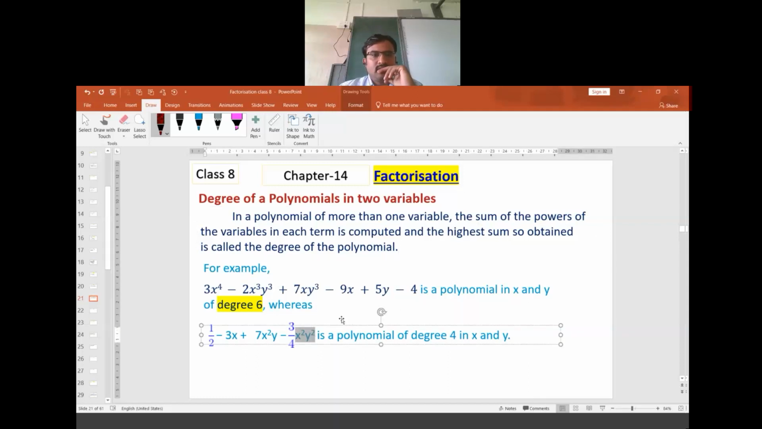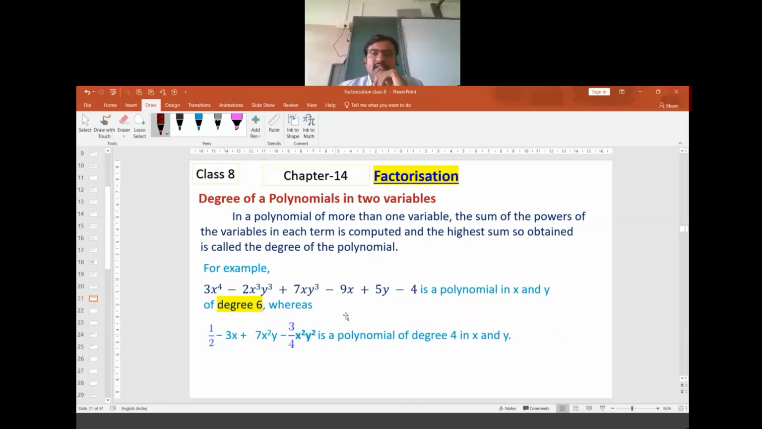If you look at this second polynomial, here the highest power is 4. This is the highest power. In x square y square, 2 plus 2 should be added. We get 4. Why should we know the degree of the variable or degree of a polynomial? Why should we know that?